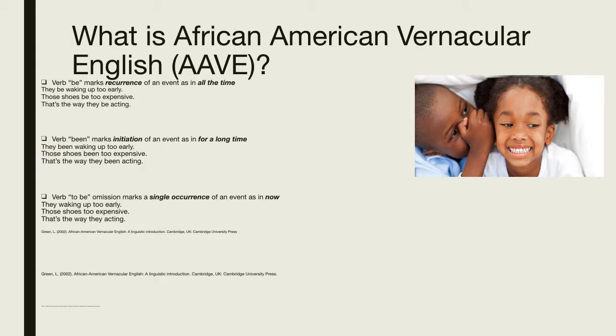Let's do one more. In AAVE, the omission of the to be verb marks a single occurrence of an event, as in right now. So the sentence is, they waking up too early, those shoes too expensive, and that's the way they actin', would translate in the mainstream dialect as, they are waking up right now, but it's too early. Those shoes right there are too expensive, and that's the way they are acting right now.